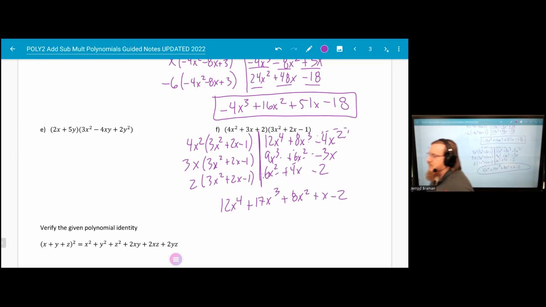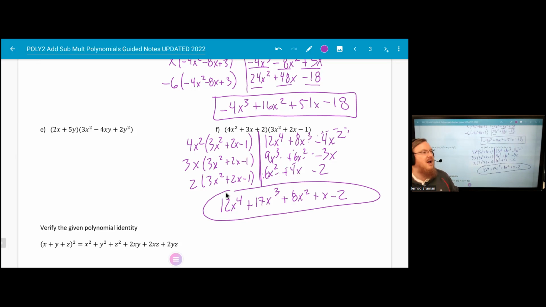Combine like terms. Again, we've done multiplication, we've done addition and subtraction. We're just formalizing it with you guys.